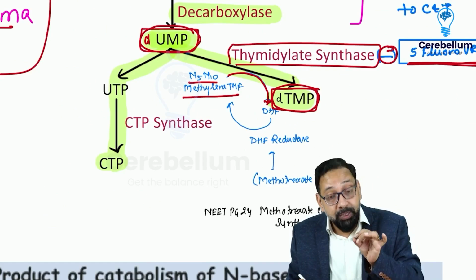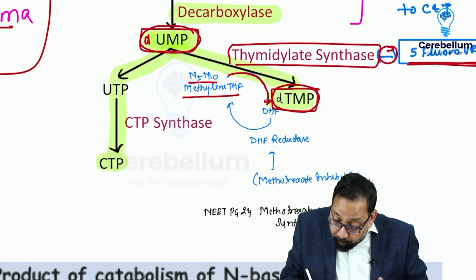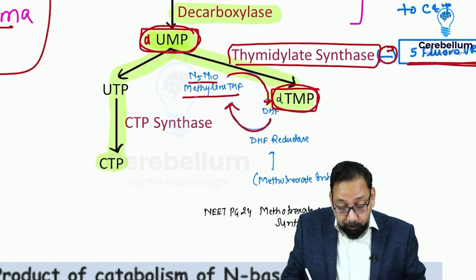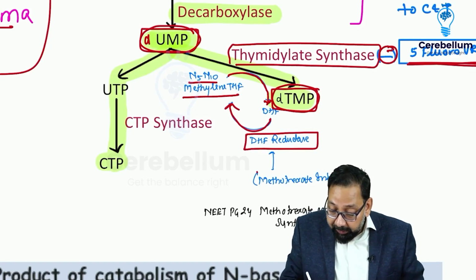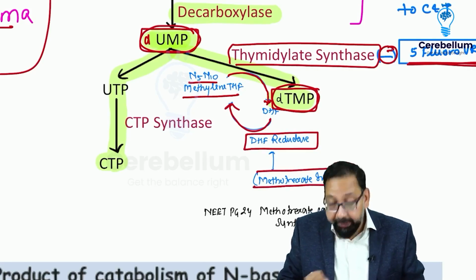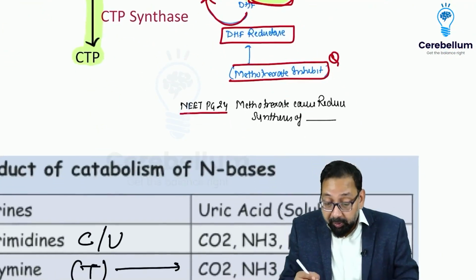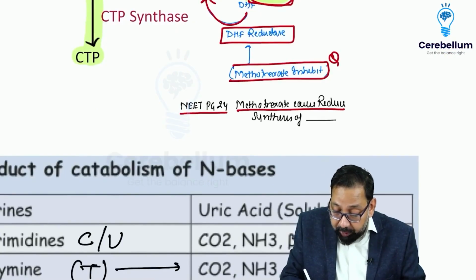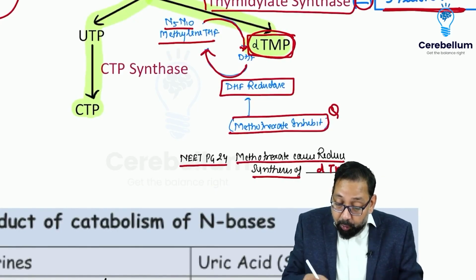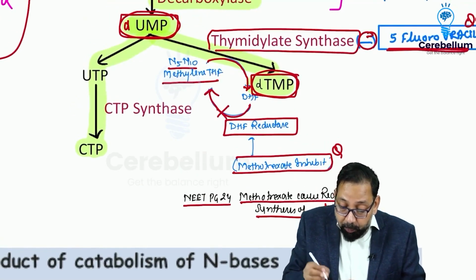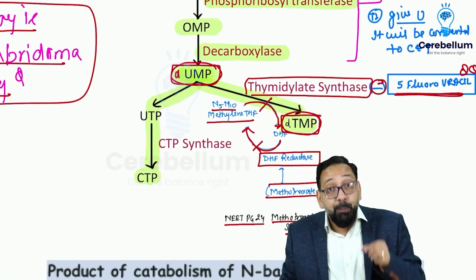So the methyl group donor is N5,N10-methylene tetrahydrofolate. This dihydrofolate is converted back to tetrahydrofolate by dihydrofolate reductase, and this dihydrofolate reductase is inhibited by methotrexate. This is a recently asked question, and in NEET PG 24 they asked that methotrexate reduces synthesis of dTMP. If methotrexate is there, this step would not occur, so dTMP will not be synthesized.